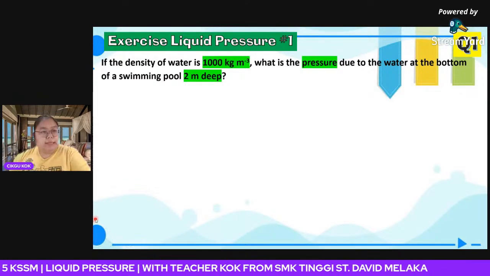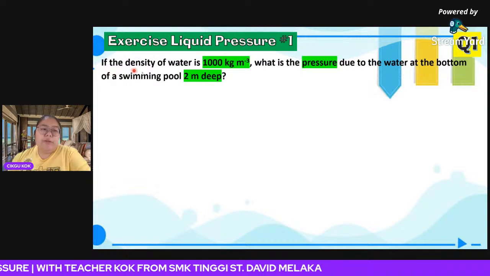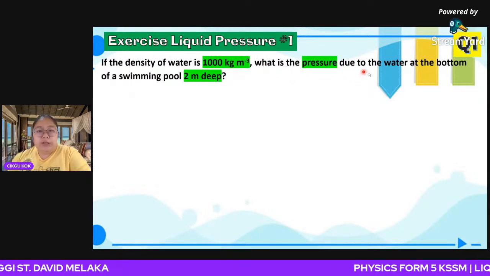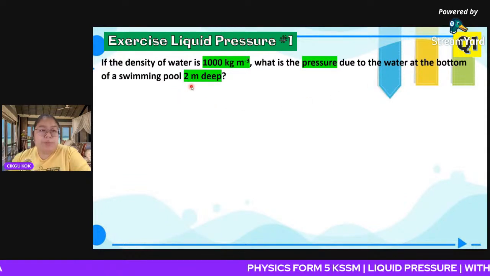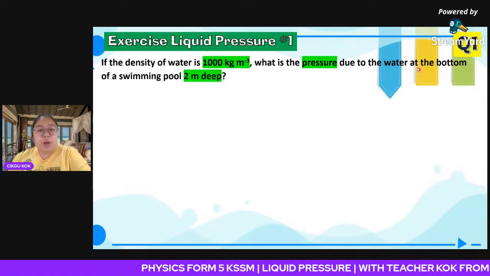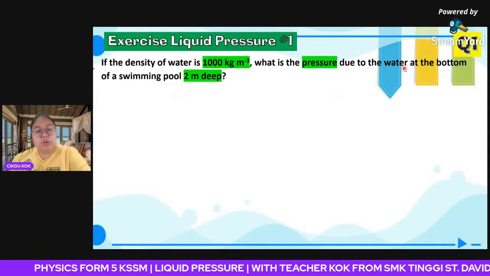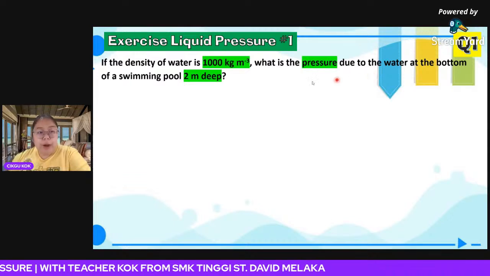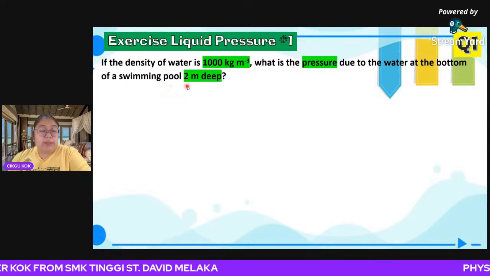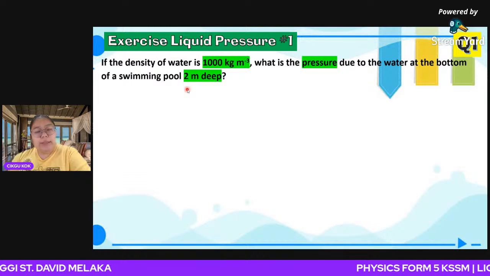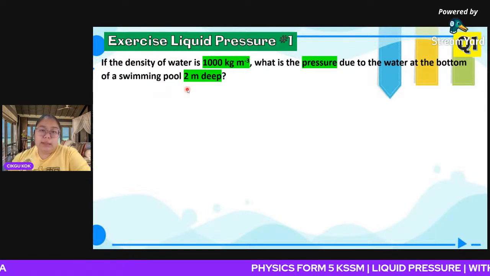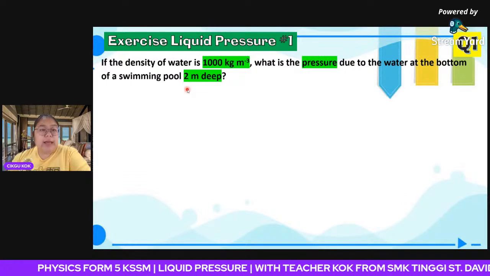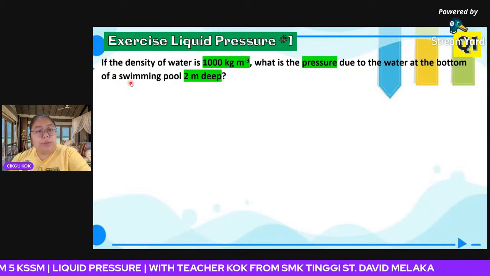First one: the density of the water is 1,000, they give you the density. What is the pressure due to the water at the bottom of the swimming pool, 2 meters deep? They want water only, the pressure due to the water, so the question is not talking about atmospheric pressure. The swimming pool depth is 2 meters. Can anybody give me the answer for the pressure of the water acting on the base of the swimming pool, 2 meters deep?